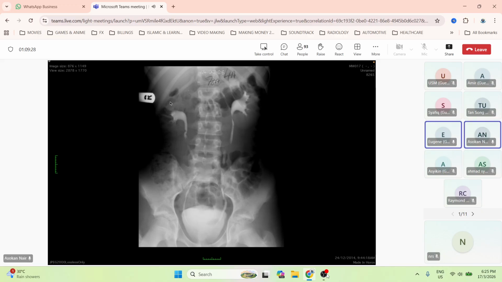See, if you look at the kidney, that's the size of the kidney. See the kidney outline going all the way up there. So there is an upper moiety there that is so badly obstructed that it's not excreting at all, right?